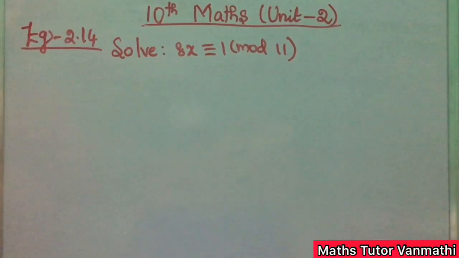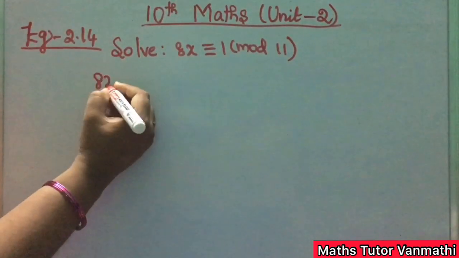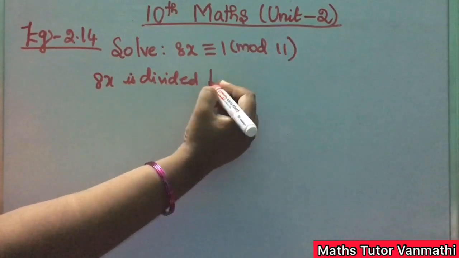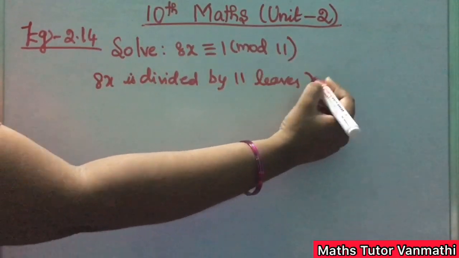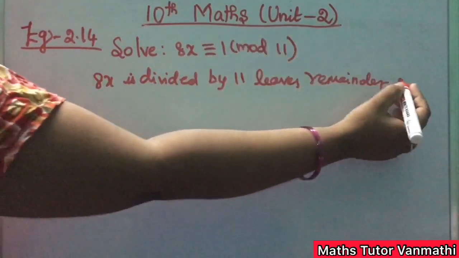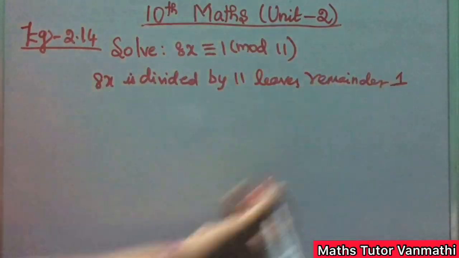Example 2.14, solve 8x is congruent to 1 mod 11. We are going to solve this, okay, and this can be written as 8x is divided by 11 and leaves remainder as 1. Okay, this is your remainder, no? So leaves the remainder 1.